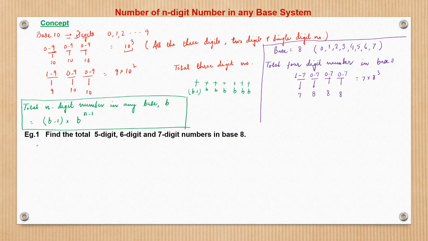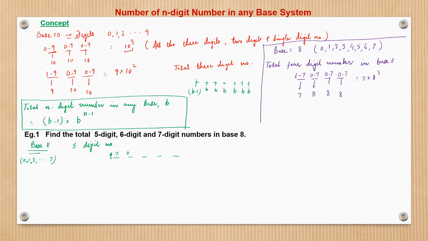Okay, so it's base 8 only. Base is 8. I have to find the total 5 digit numbers. So for a 5 digit number, we have 1, 2, 3, 4, 5 places. The other places can take all the values from 0 to 7, since base 8 means permissible digits are 0, 1, 2, and so on till 7 only, this we know. Similarly, this first place will take 1 to 7, right? Because it has to be a 5 digit number.